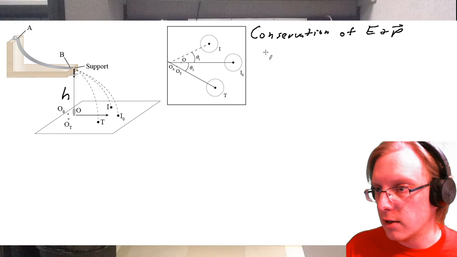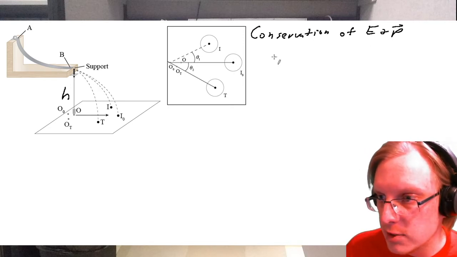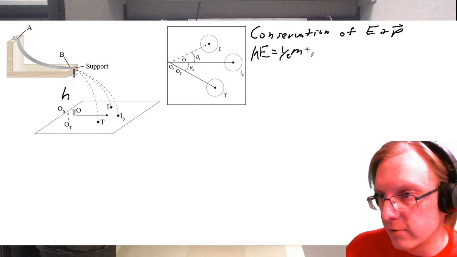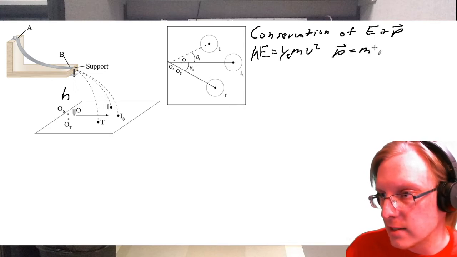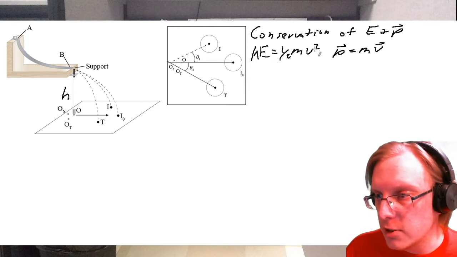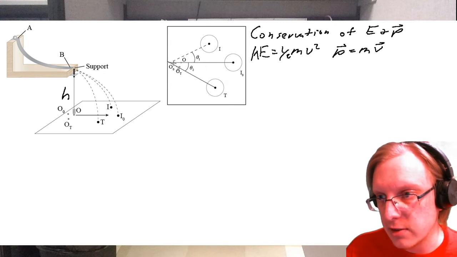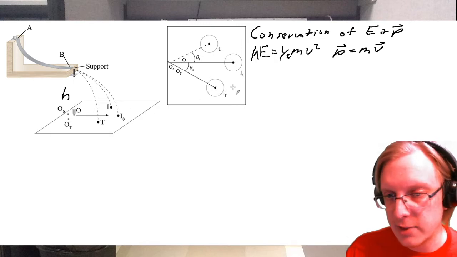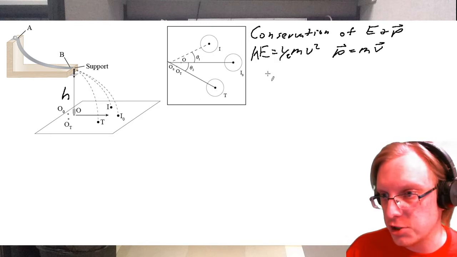To do this, we're looking at the conservation of energy and momentum. Energy is our kinetic energy, being 1/2 mv squared, and momentum being a vector equal to mass times velocity. So to get through this, we need our velocity. We have a horizontal distance, from the origin to I naught, I, and T, but we need a time. To do that, we have h.